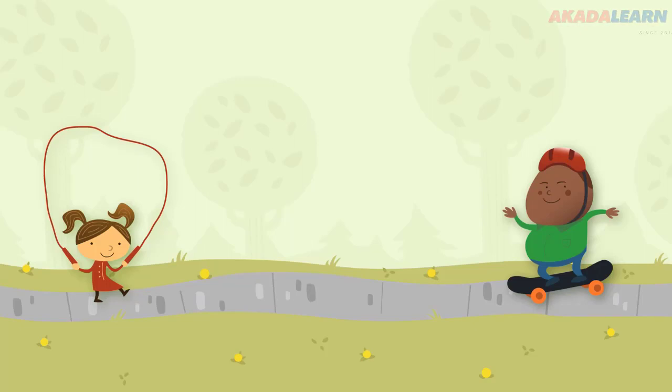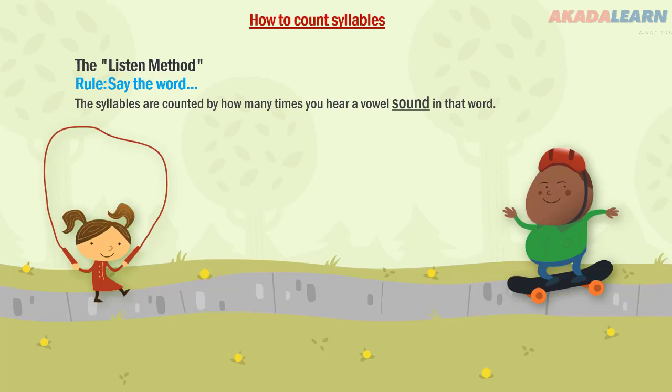Now we're going to start with a very interesting topic: how to count syllables. There are various methods used in the English language for counting syllables or for knowing the number of syllables in each word. The first method we'll be looking at is the listen method. The rule of the listen method is simply to say the word and then listen to how many times you hear a vowel sound in that word.